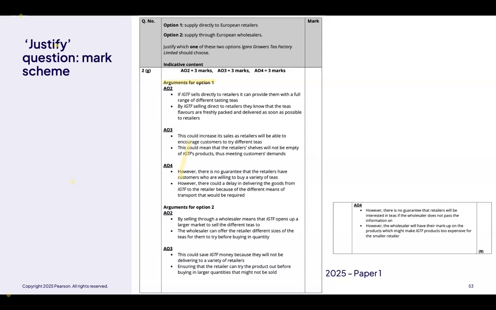Underneath that, AO3 is the development point, the analysis of those two points. Then have a look at what's going on underneath, AO4. That's where the response could be balanced. However, there is no guarantee that the retailers have customers who are willing to buy a variety of teas. However, there could be a delay in delivering the goods from IGTF to the retailer because of the different means of transport that would be required.